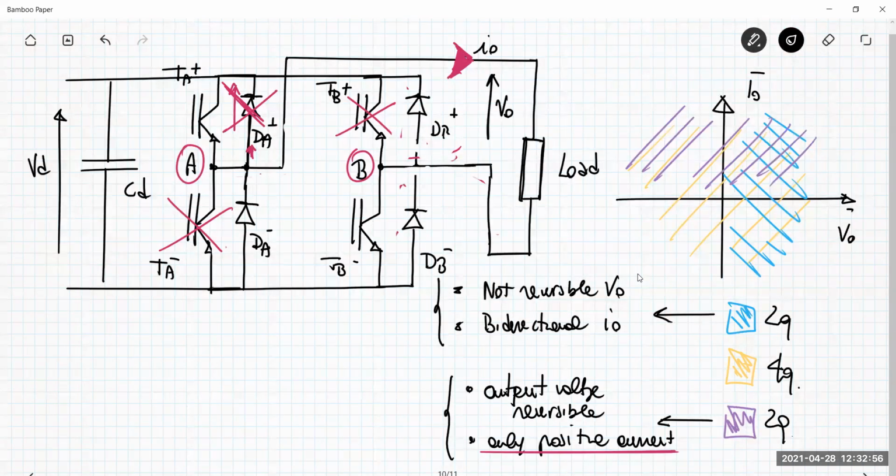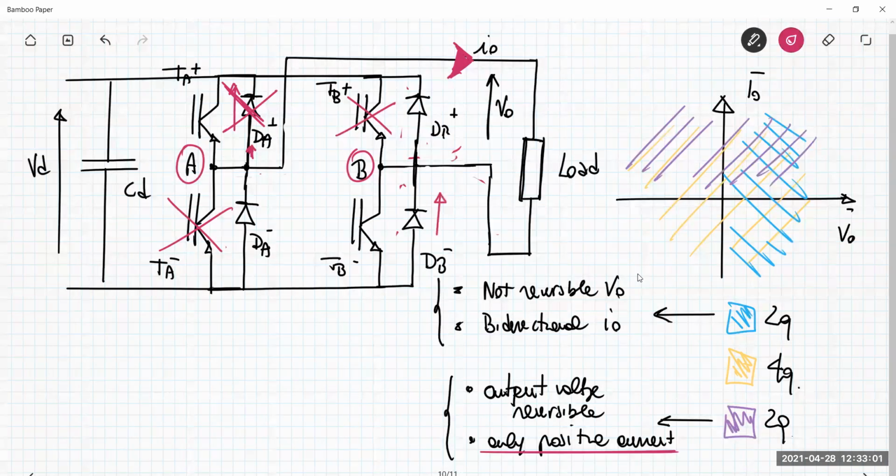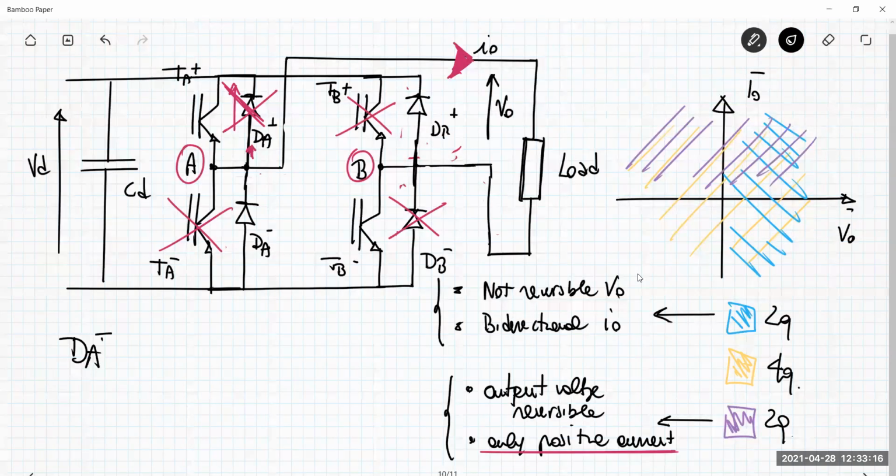dB minus is a diode for a current flow in this direction, but this direction is a current that goes opposite to I naught. So I can delete it from the circuit. Okay, so basically, in order to support only a positive current, dA plus, dA minus, TB plus, and dB minus are not useful for conducting a positive current.